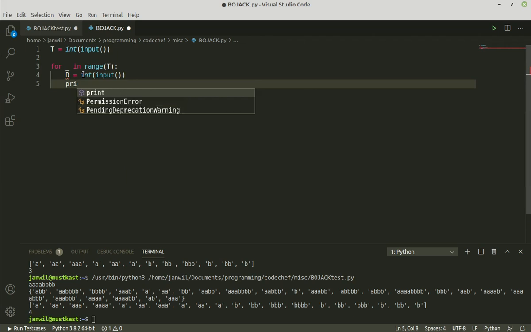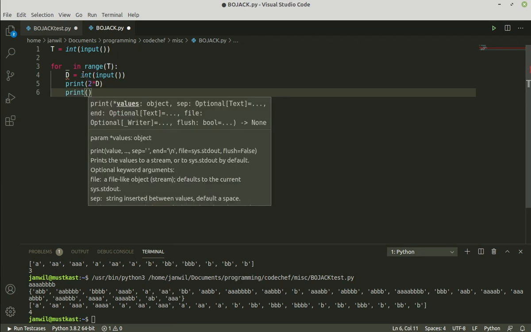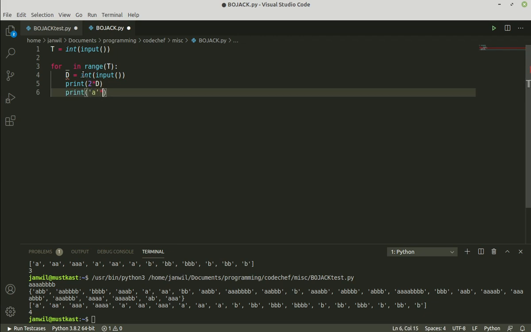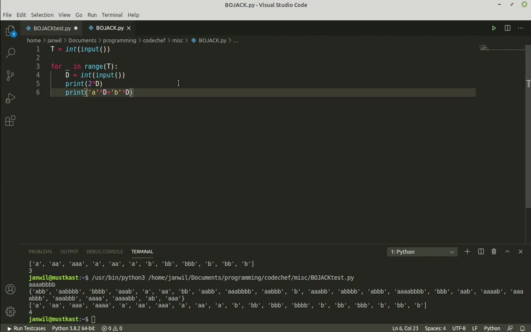And for output we need to first output the length of the string. So this is 2 times t. Sorry, it's 2 times D. And then we need to output the string, which is first D A's and then D B's. And this is a complete solution to this problem. This passes all the tests.